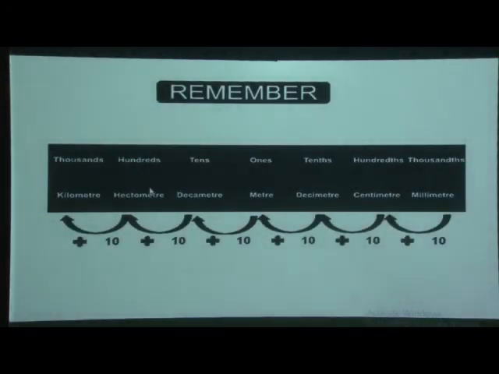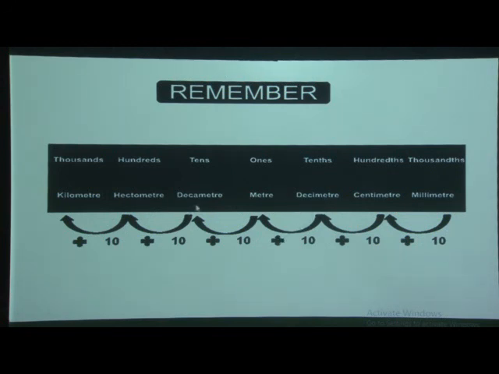So we write 4.872 kg. Now you have to remember this: when you convert from a smaller unit to a larger unit, we go for division. When you want to convert into centimeter when meter is given, or when it is decimeter, we have to divide by 10. Then if you want to convert into meter, decimeter should be divided by 10.